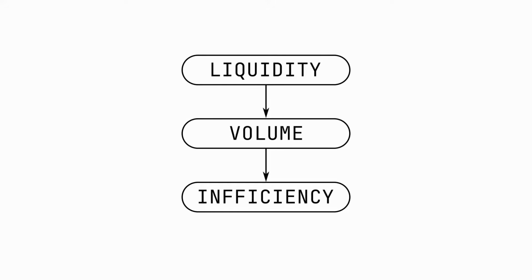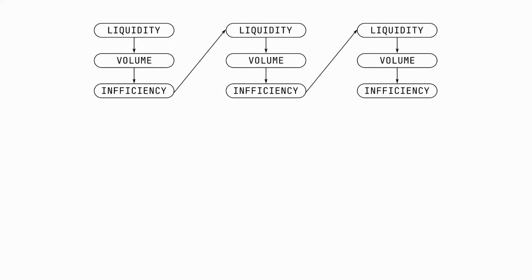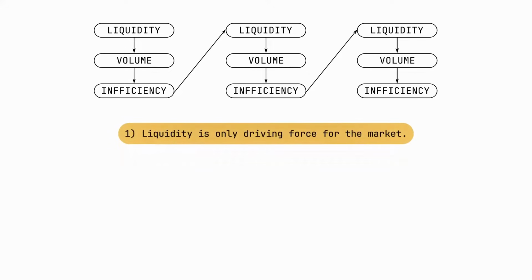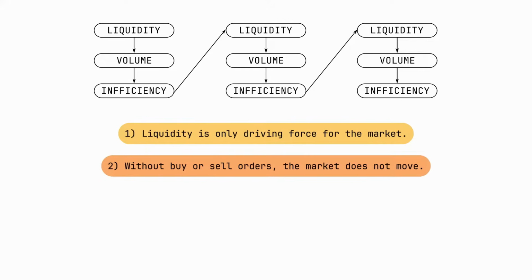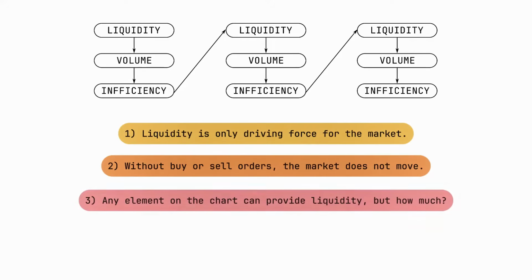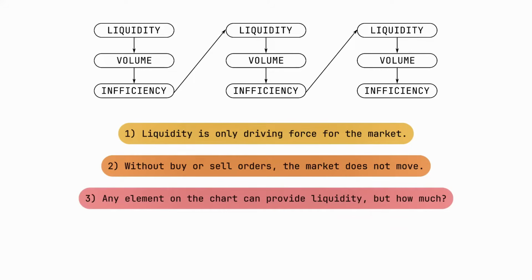It rests on 3 primary components: liquidity, volume, and inefficiency. Any price movement in the market can be explained using these 3 elements. At the top of this hierarchy is liquidity, which is the actual engine of the market. Without liquidity, meaning without buyers and sellers, the market simply cannot move. Anything you see on the chart can represent liquidity, but what matters is how much of it there is.